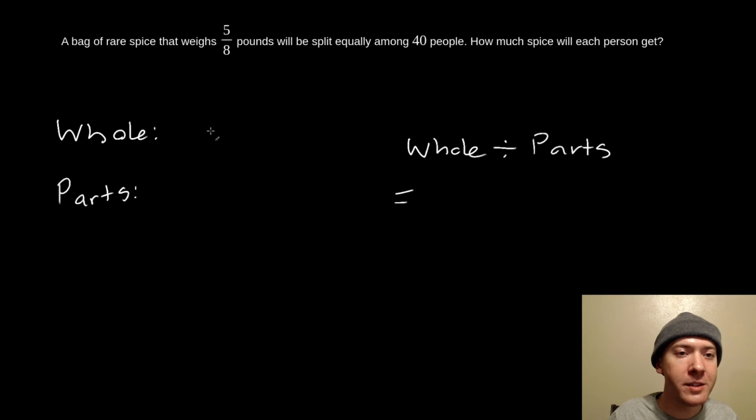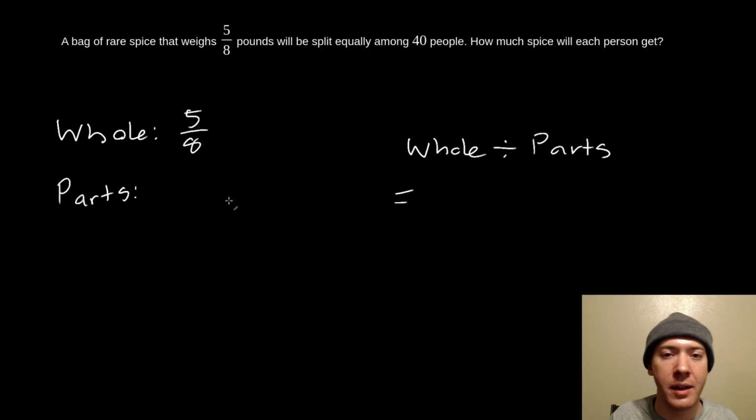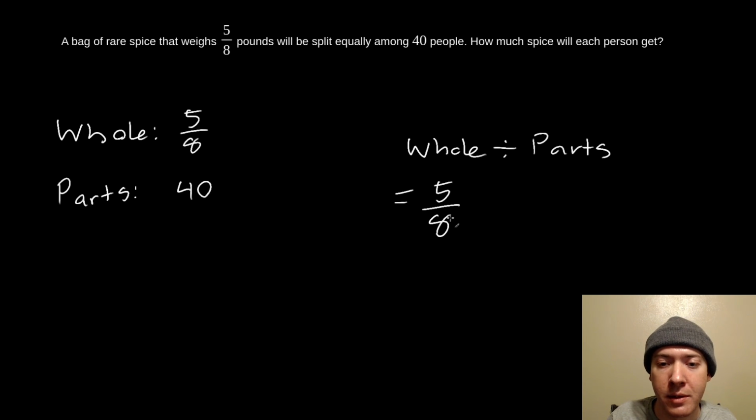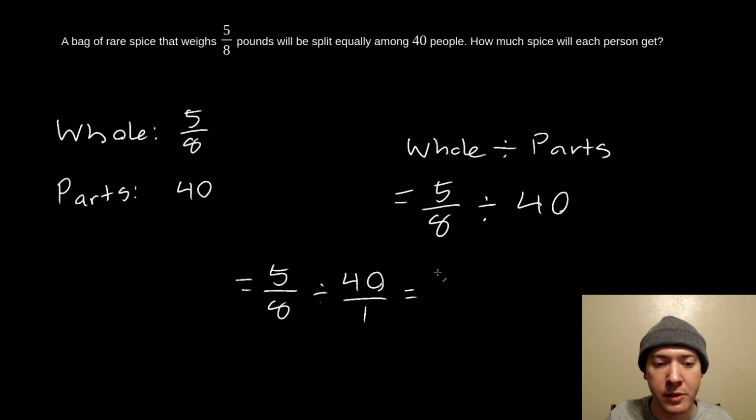All right, the thing that's being split up is the whole. So the whole is 5/8, and it's split equally among 40 people, so there are 40 parts in that whole. All right, so our answer is going to be 5/8 divided by 40. And to do this division, we need to write 40 as a fraction, so we would write 40 as 40 over 1, and then we would change this to a multiplication problem by writing the reciprocal of the second fraction.